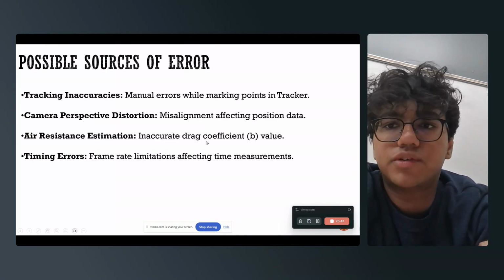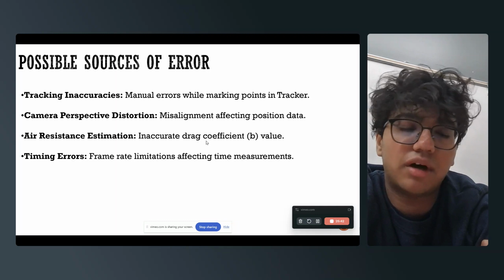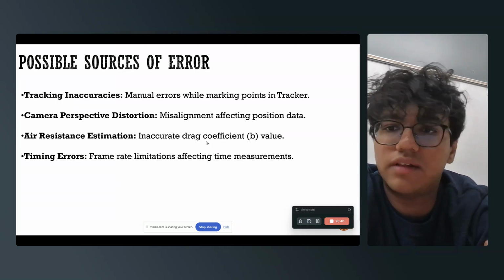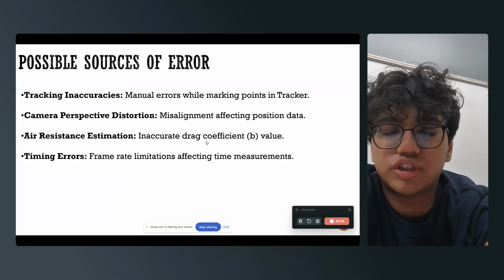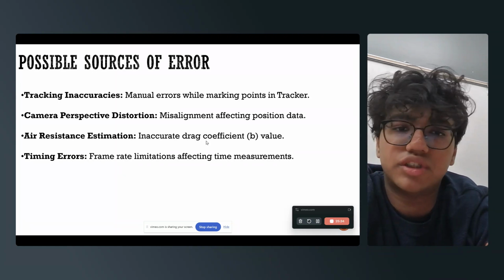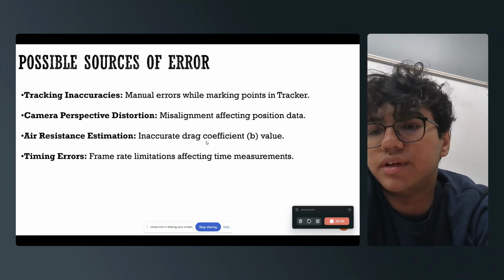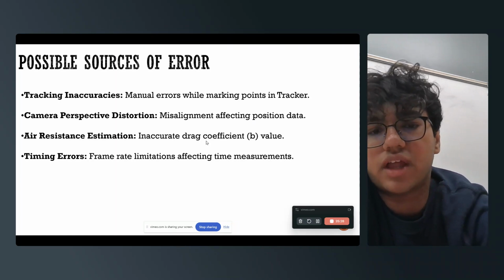Some of the possible sources of error are tracking inaccuracies, manual errors in marking points in Tracker, or even the software itself. Camera perspective distortion, maybe misalignment affecting position data. Air resistance estimation, as I may have used an inaccurate drag coefficient value. Timing errors, so frame rate limitations affecting time measurements.